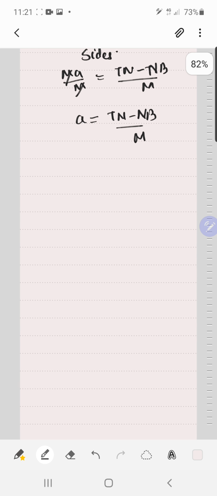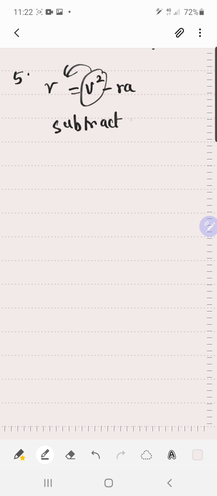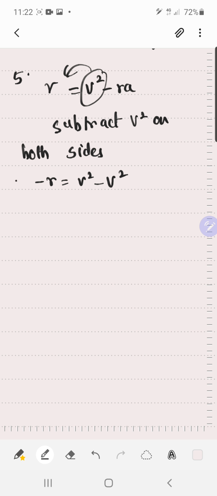I'll jump on to the 5th. And it says R is equal to V square minus RA. So we want to make A the subject. So what you will do, you want to take this V square here. You have to take it into subtraction. So you will write subtract V square on both sides. So it will be R minus V square is equal to V square minus V square minus RA.